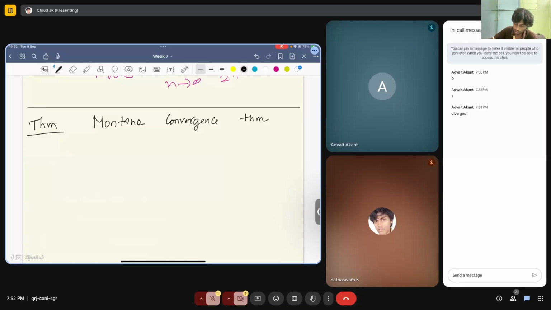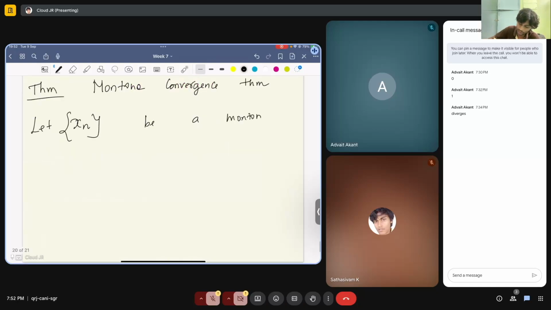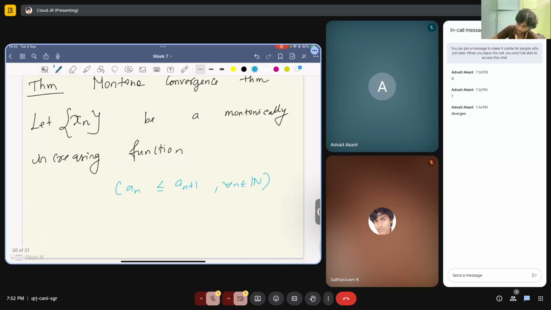What the theorem talks about is you have a sequence xn, which is a monotone sequence. Let xn be a monotone sequence. I will write for monotonically increasing, but you can write for monotonically decreasing. What do you mean by a monotonically increasing sequence? That means an is less than or equal to an plus 1 for all n belonging to N. So it keeps on increasing, and if it is bounded above, then an converges.